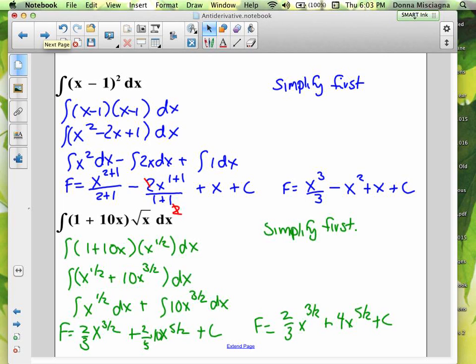That's the function who has this factored form here as its derivative. We've just rewritten it so that we can integrate it, because we can't work it in its present format. We can't work it as a product, but we can easily change that product to a sum and difference by distributing that x to the 1/2.